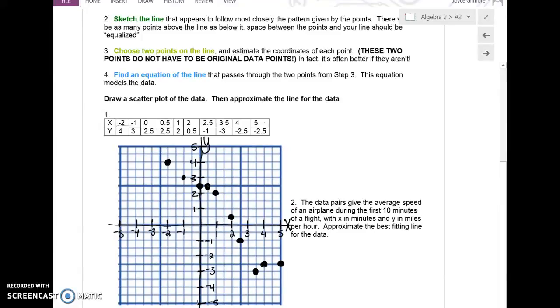You want to make sure you use a straight edge to draw in your line. Try to match the slope. You do not need to go through any of the original data points. If you don't hit any of the original points, that is totally fine. So let's see if I can make a good line here.